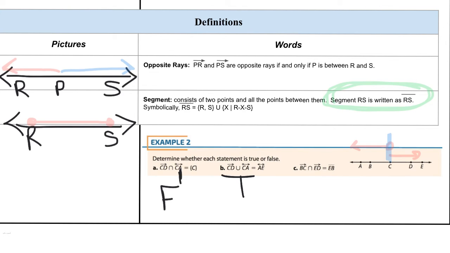Okay, and last but not least, I'm going to erase this so I can go beyond this a little bit. There we go. Ray BC, okay, I'm going to draw this out. Intersection with ray ED. Now remember, the ray starts at the tail and goes all the way through to the infinity tip. So since this is ray ED, it starts here and goes this direction. So the intersection of that is equal to segment EB.